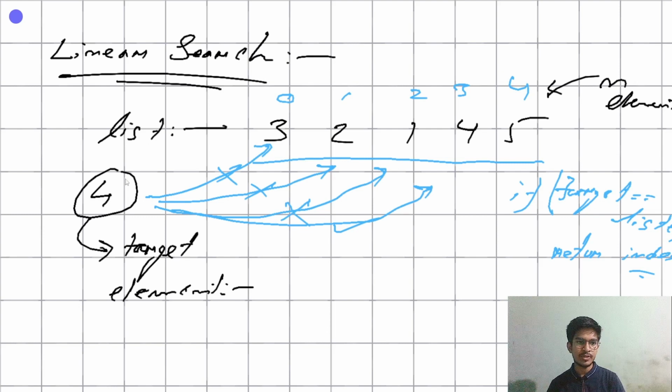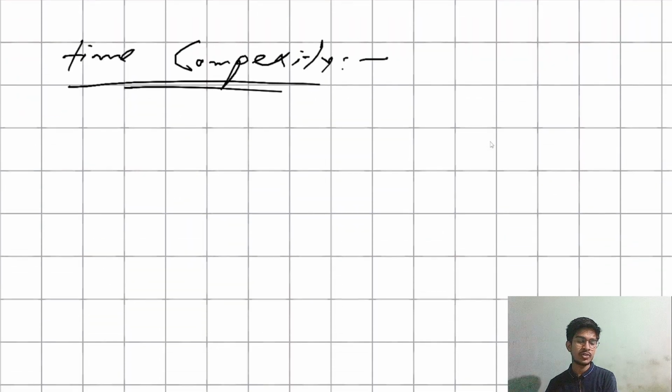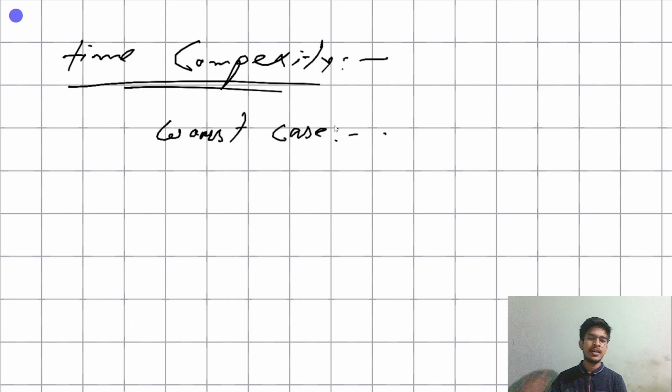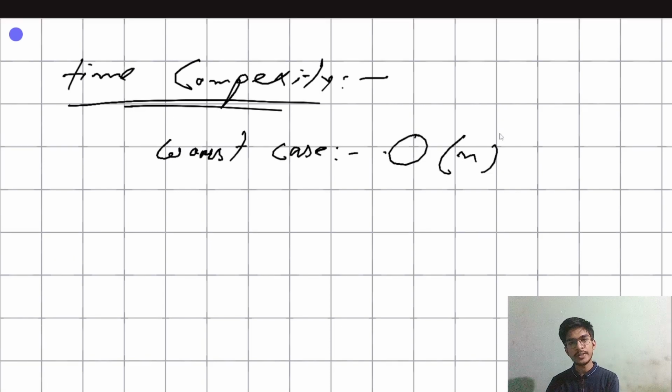Suppose here we have to search for the element 5, so it will traverse the whole array, right, the whole list. So in the worst case the time complexity will be, we'll see what the worst case, best case, and average case mean. No worry for that. For now, we will understand the worst time complexity that this algorithm can have. So the worst case here is big O of n.